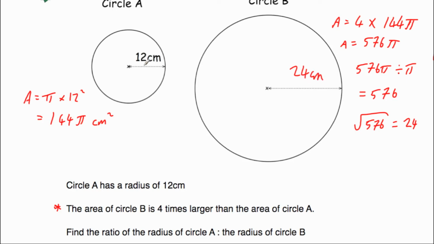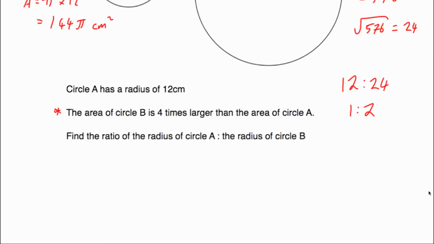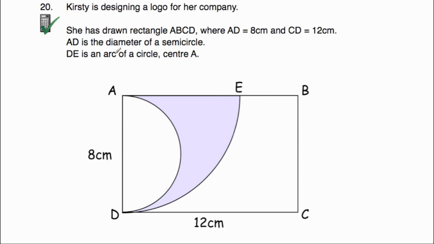And we've been asked to find the ratio of the radius of circle A, which is 12, to the radius of circle B, which is 24. So a ratio would be 12 to 24. Now we can cancel this down. We can divide both of these by 12, so we get 1 to 2. So the ratio of the radius of circle A to the radius of circle B would be 1 to 2. And that's it. Okay, let's have a look at our last question, question number 20.